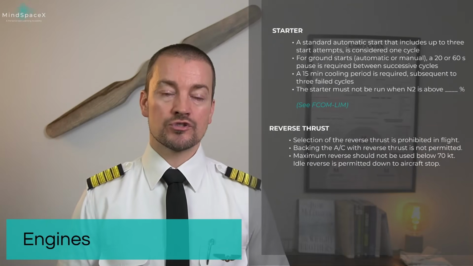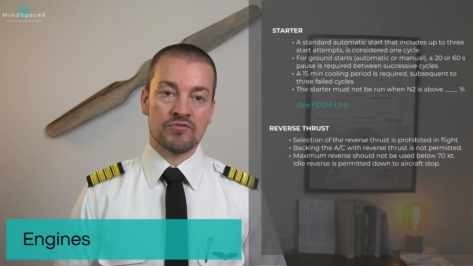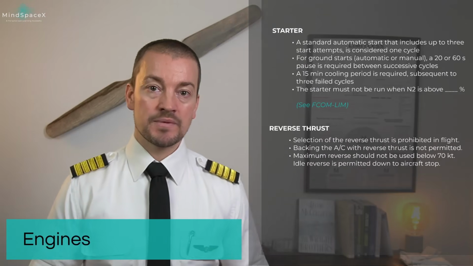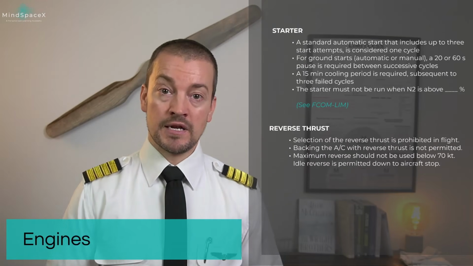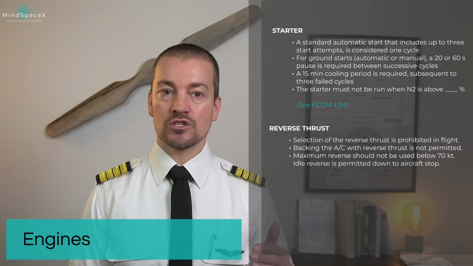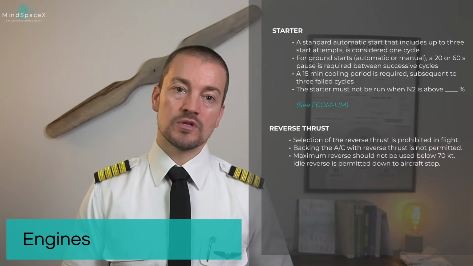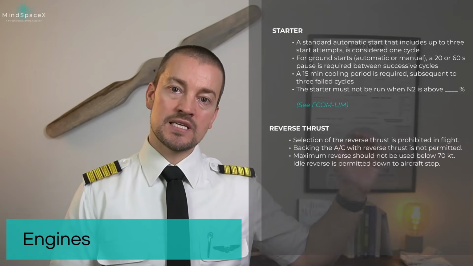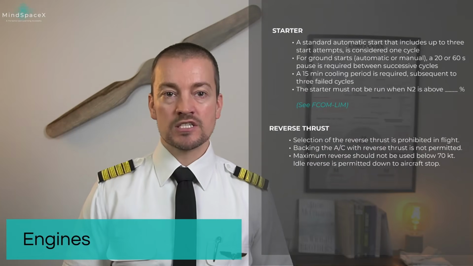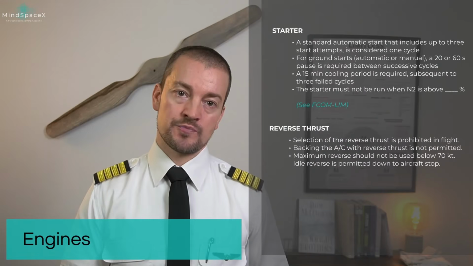The limitations on reverse thrust are universal. Selection of reverse thrust is prohibited in flight. It's also protected against such selection. Backing up the aircraft with reverse thrust is not permitted. Maximum reverse thrust should be cancelled or not used below 70 knots, although idle reverse can be used down to the aircraft stops. This limitation on max reverse is placed to minimize the risk of foreign objects going into the engine through the intake at low forward speeds.